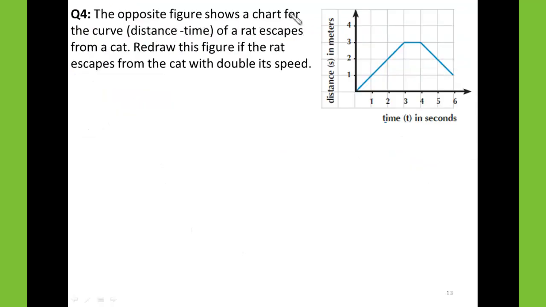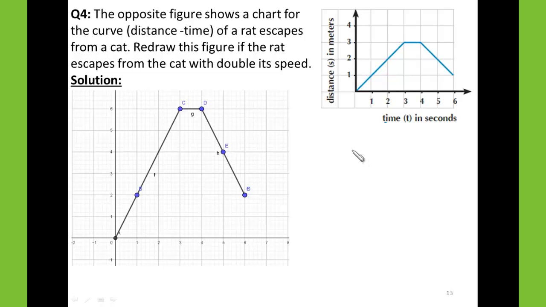The opposite figure shows a chart for a curve of a rat escaping from a cat. Redraw this figure if the rat escapes from the cat with double its speed. Again, the required is to redraw this figure if the rat escapes from the cat with double speed. Double speed means double distance in the same time. Here, take a point like this. What does this point mean? After 1 second, it covered 1 meter.